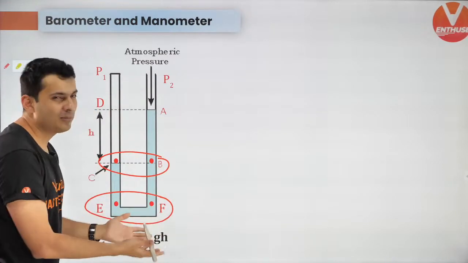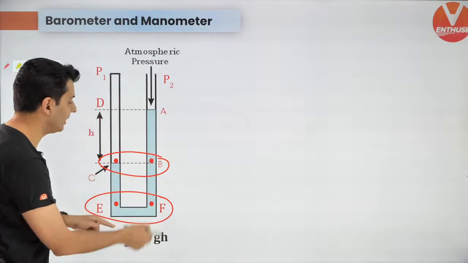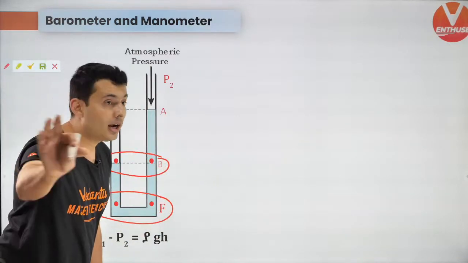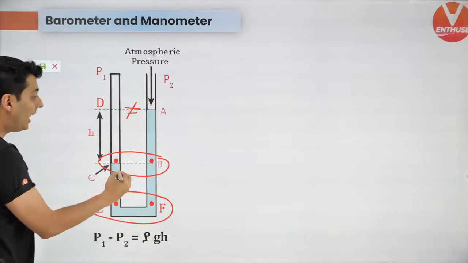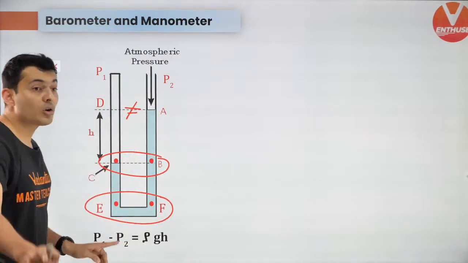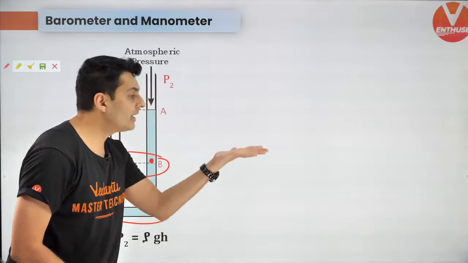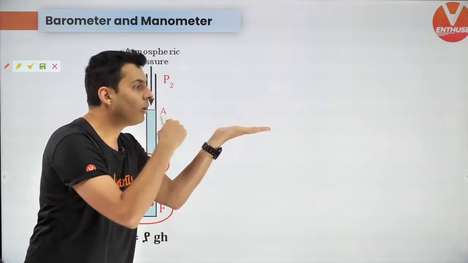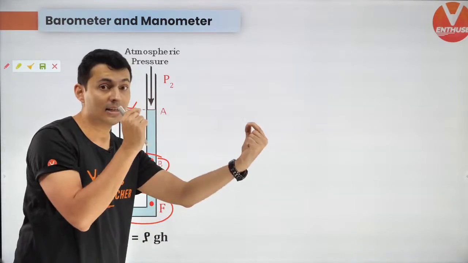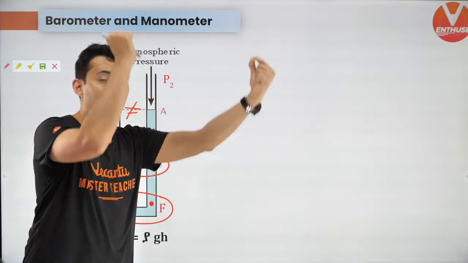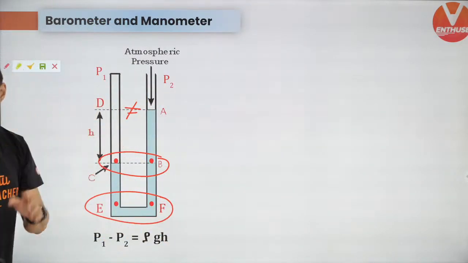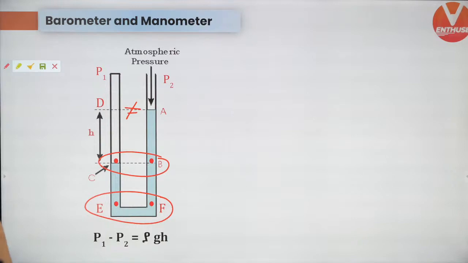But B and F, obviously, F is below. They have different pressure. If I talk about A and D, they will not have the same pressure. Why? Because you are not going up or down in the same liquid. So always go from below and then go on the top to check which two points have the same pressure. As long as you are in the same liquid, the pressure in the same horizontal level is same. But if you enter a different liquid, the pressures won't be same. Keep this in mind.